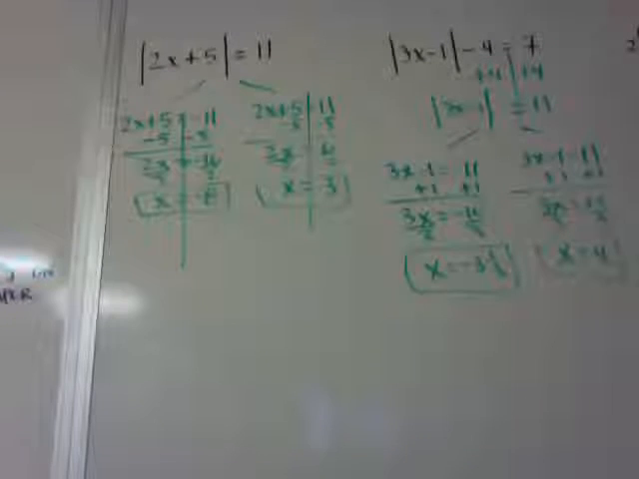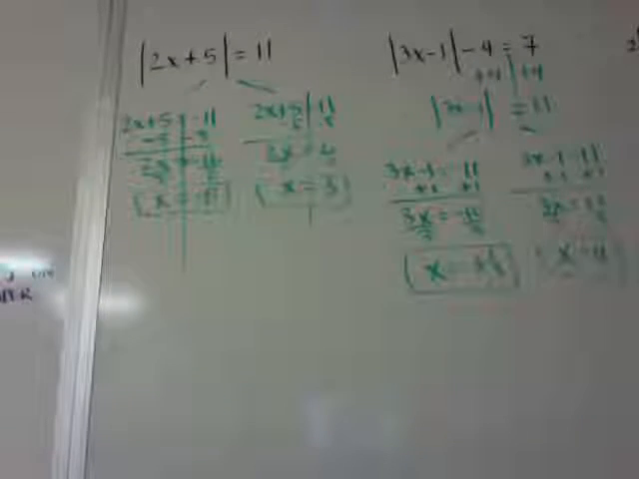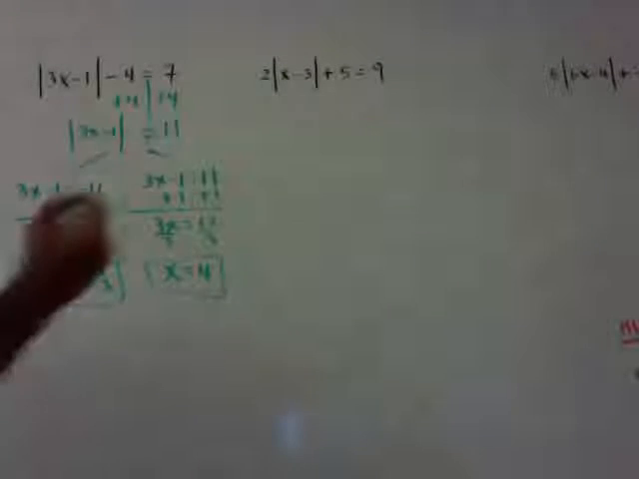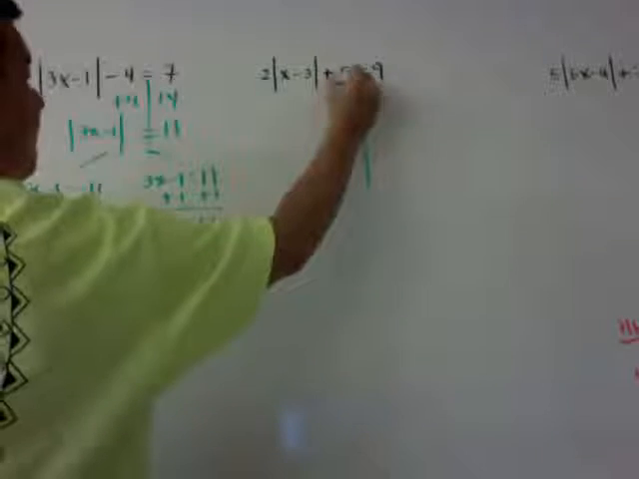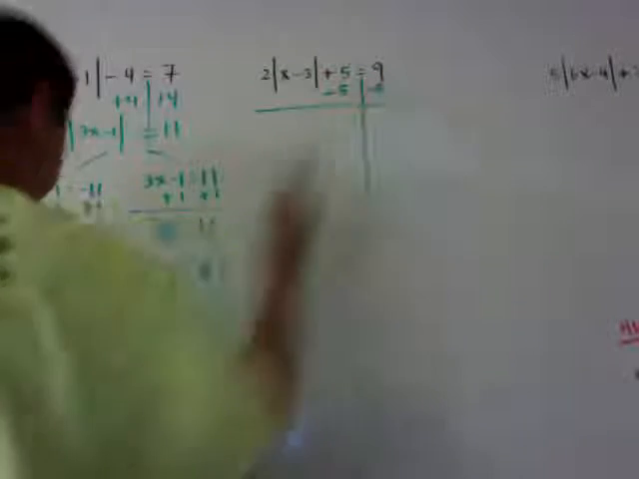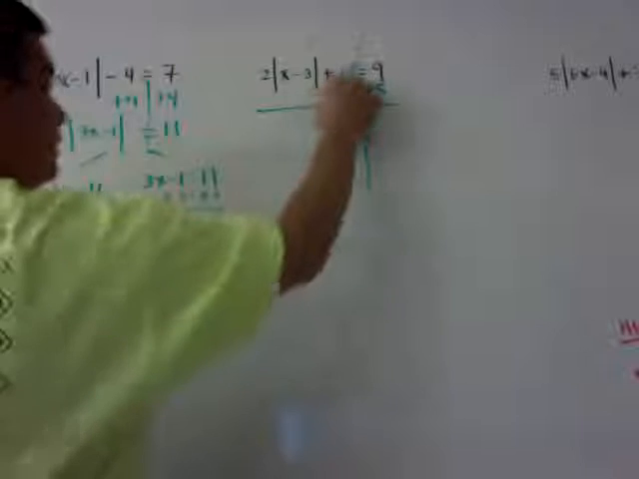I have one more problem that's a little more complicated, but if you understand it so far, you'll get it. So here's the other problem. Now I have 2 times the absolute value of x minus 3, plus 5. In the same way you would solve an equation, I need to isolate my absolute value. So I'm going to minus 5 first. I'm sorry, that's hard to see, so I'm going to make it better.